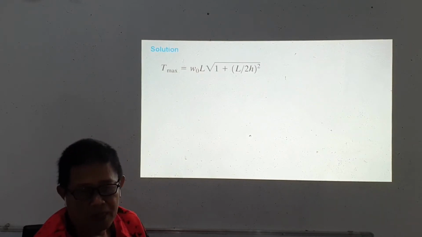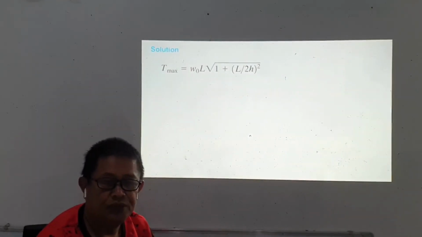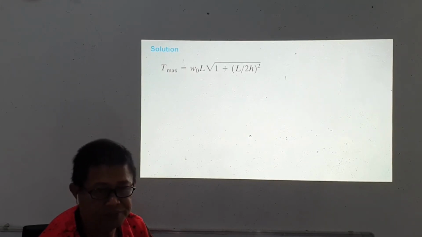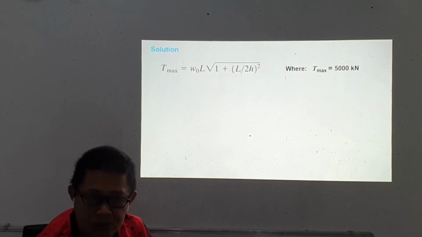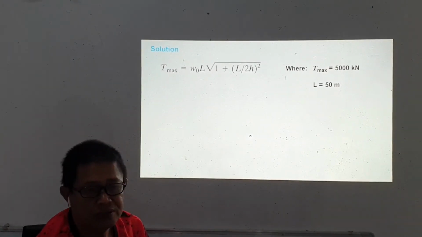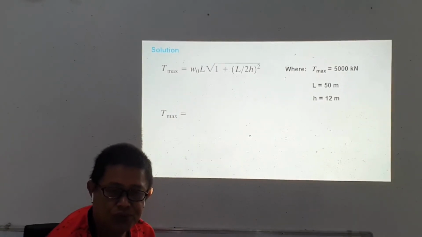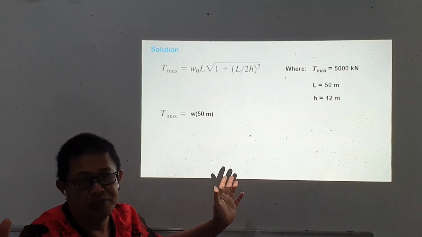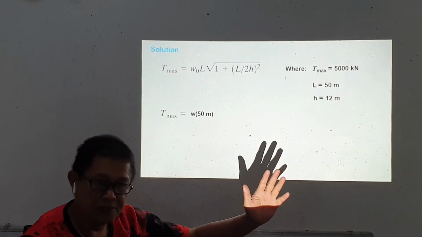So our solution will start with using the equations. So the Tmax, the maximum load that could be carried, which is 5,000 kilonewtons, should be equal to W0 times L times the square root of 1 plus L over 2H squared. So since the maximum force is given, the length is known from the figure, and H is also given, we can just simply apply the given variables to the equation of Tmax. In which case, we will have W times 50 meters length. Remember, the total length is 100 meters, so the length to be used in this equation is 1/2 of that, because the supports are on the same level and the curve is symmetrical.